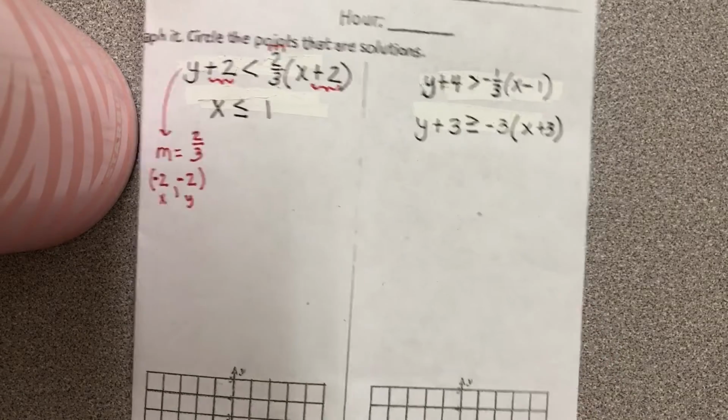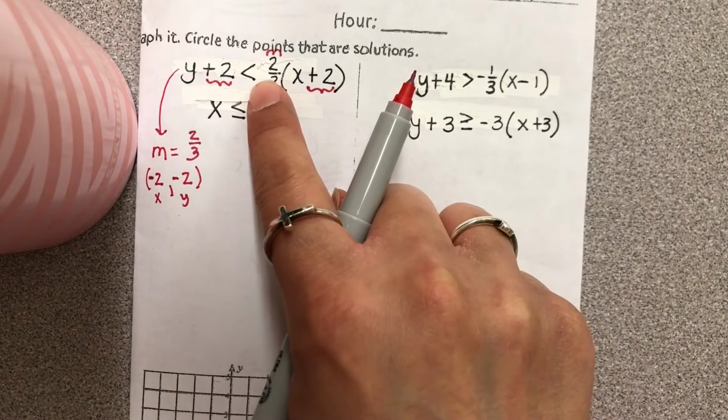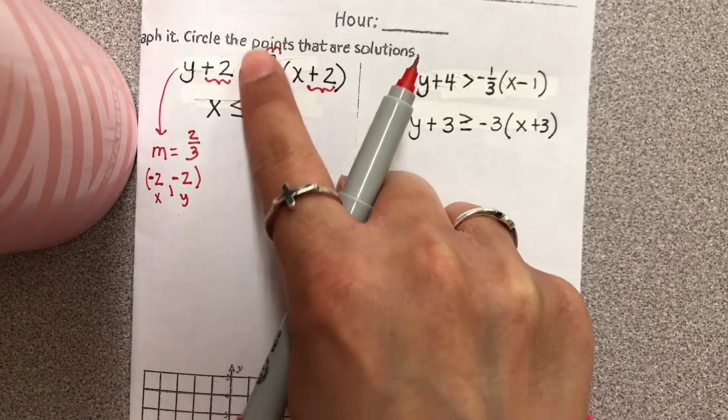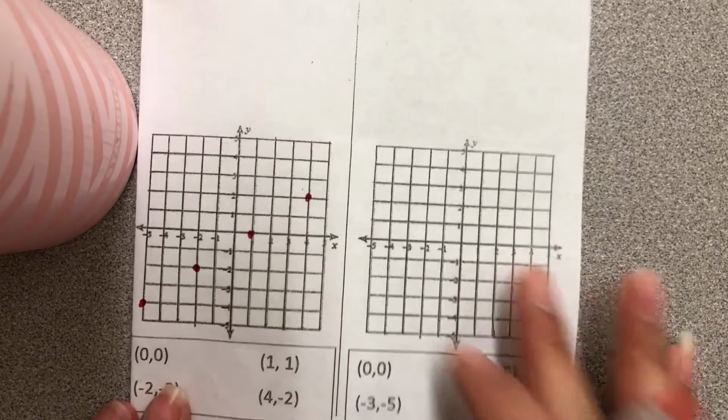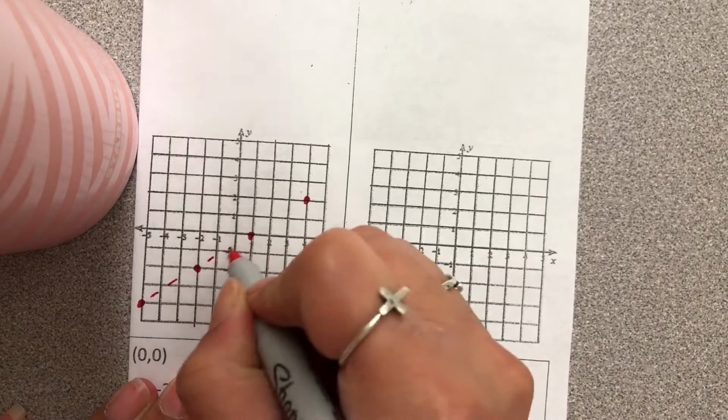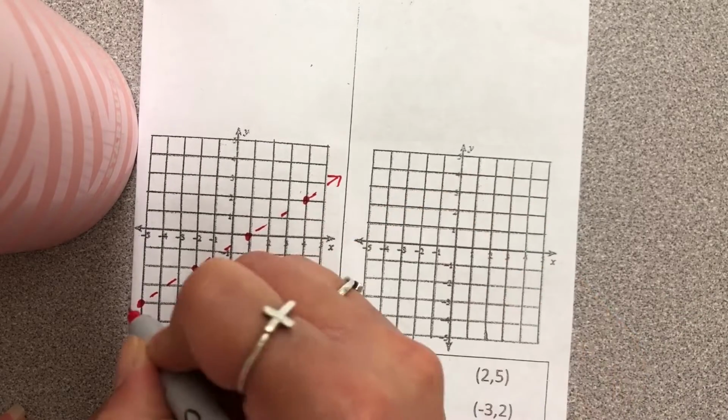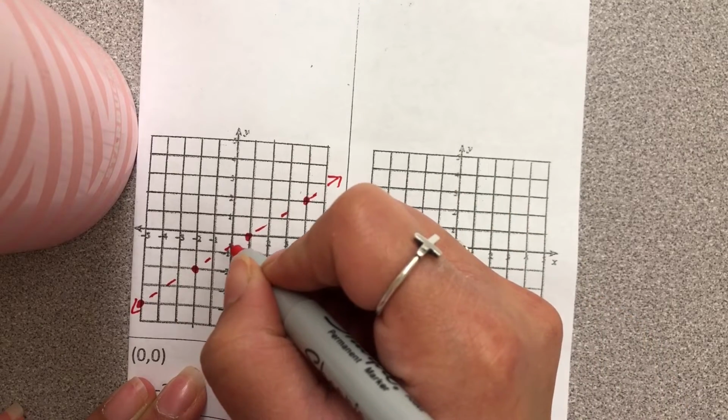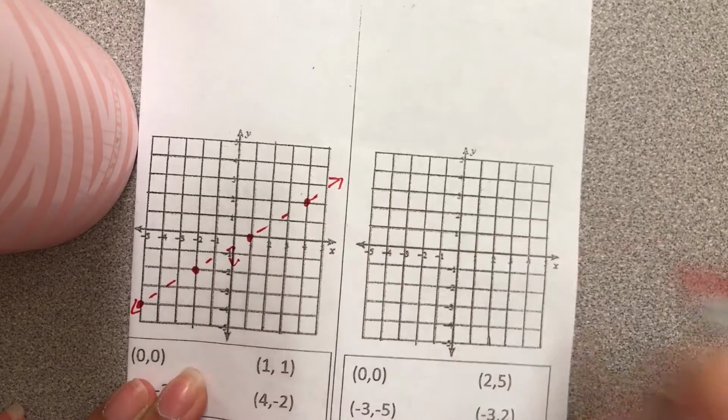What kind of line am I going to use? Well, I'm going to use a dashed, and this is the less than, so I'm going to shade under. So here's where my y-intercept would be. Under would be down here.